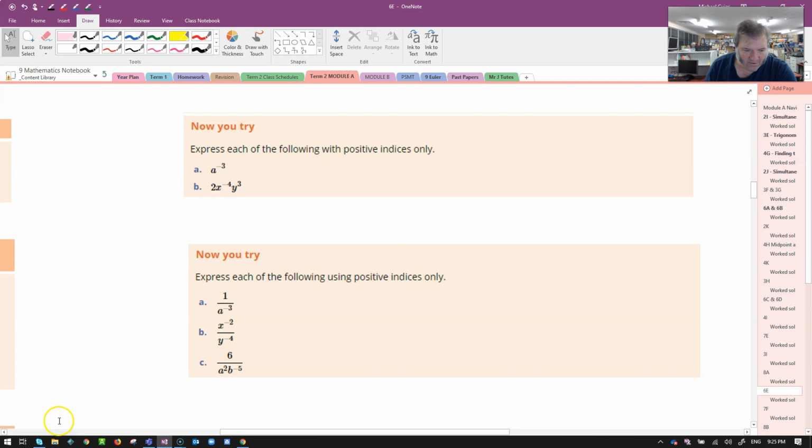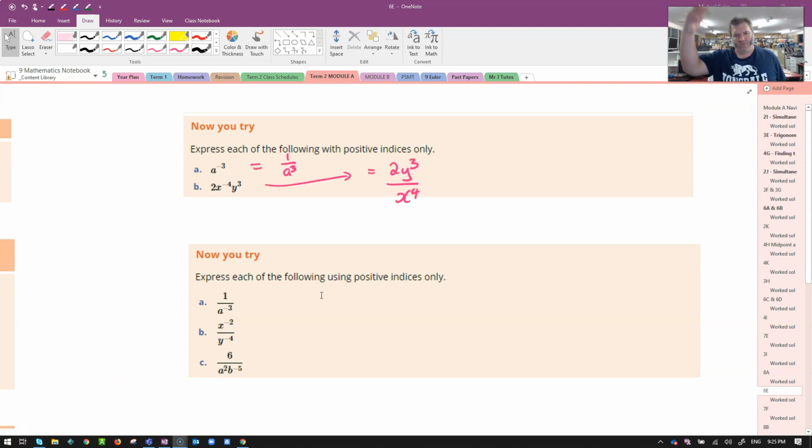If I can find the pause. Have a check, see how you went. Yep, a to the negative 3, 1 over a cubed.